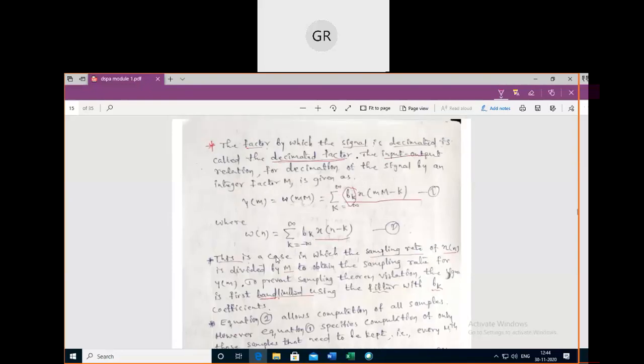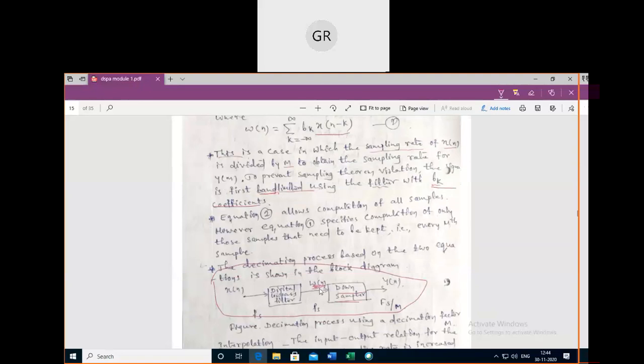This is the case in which the sampling rate of x of n is divided by M to obtain the sampling rate for y of m. To prevent sampling theorem violation, the signal is first band limited using the filter with bk coefficients. To prevent the violation, we pass the input signal to the digital low pass filter.